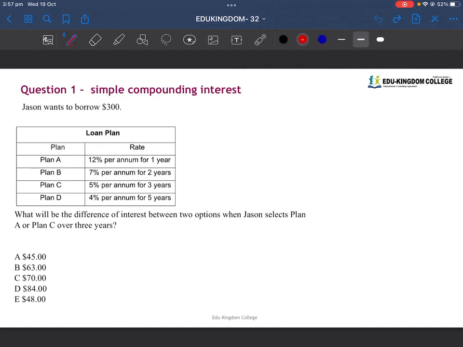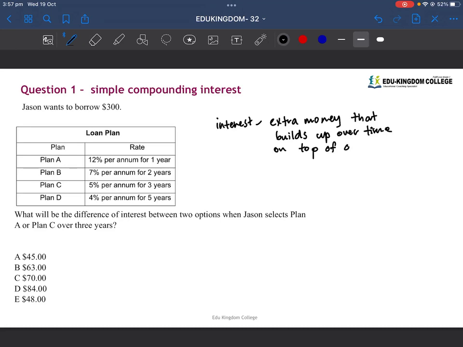Interest is actually the amount of extra money that accumulates, that builds up over time on top of an original amount of money. Okay? So if I have this original amount of money, here in this instance it would be the $300.